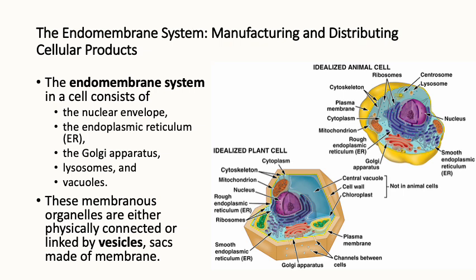These components are either physically connected or communicate through small membrane-bound sacs called vesicles. By compartmentalizing different steps of production and transport, the endomembrane system increases efficiency and organization within the cell, allowing complex molecules to be processed and delivered to the correct destinations.